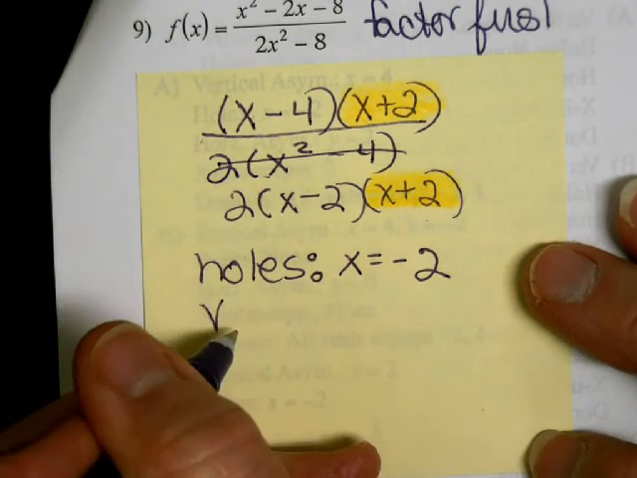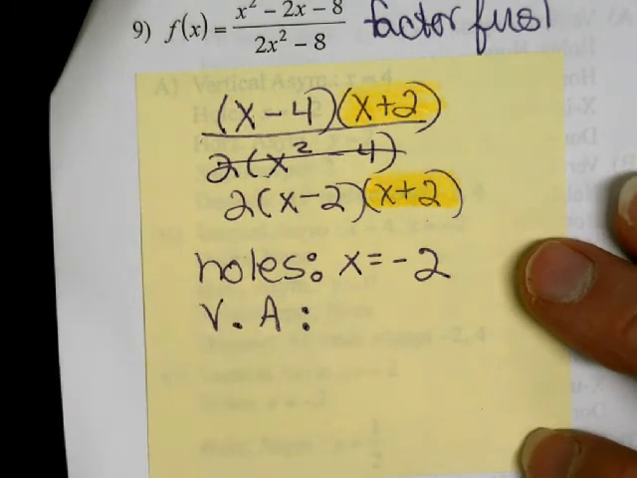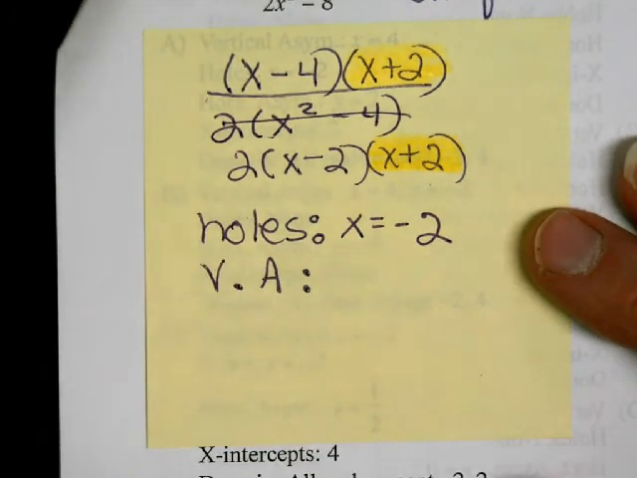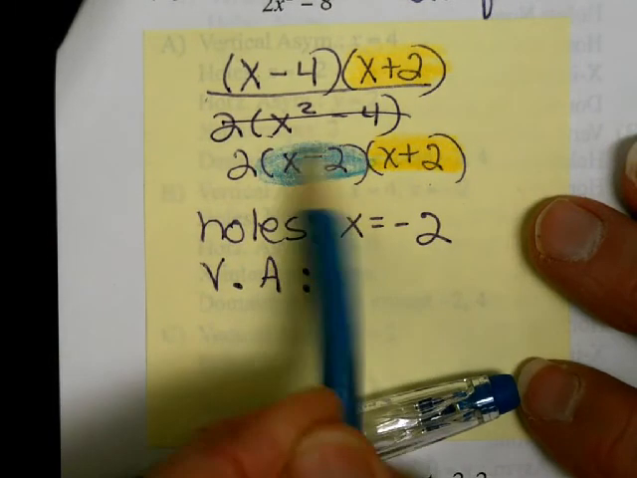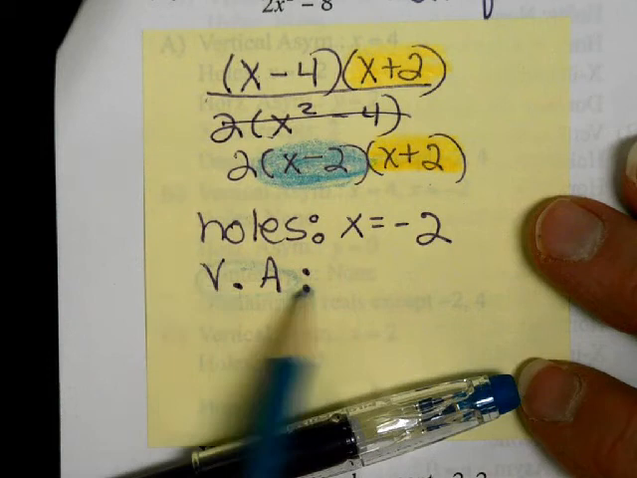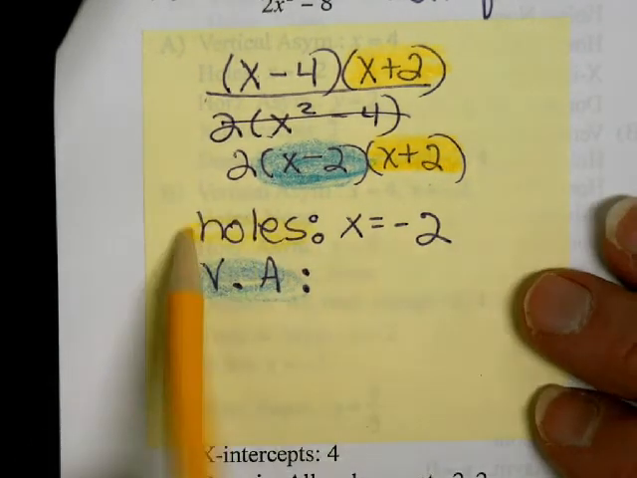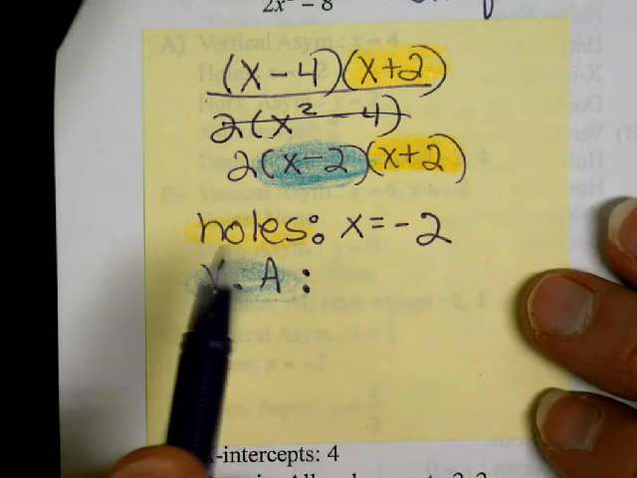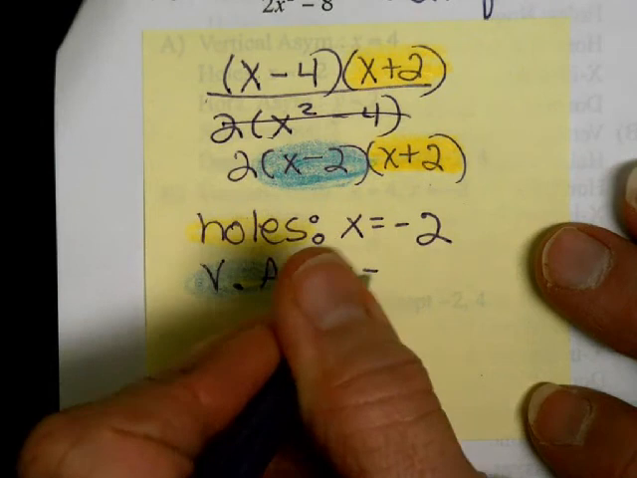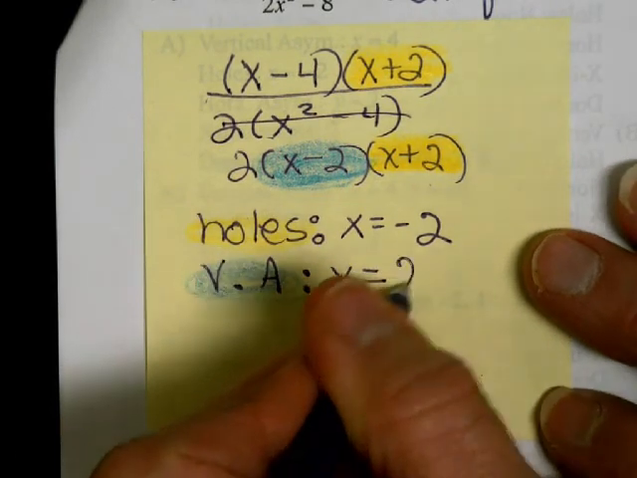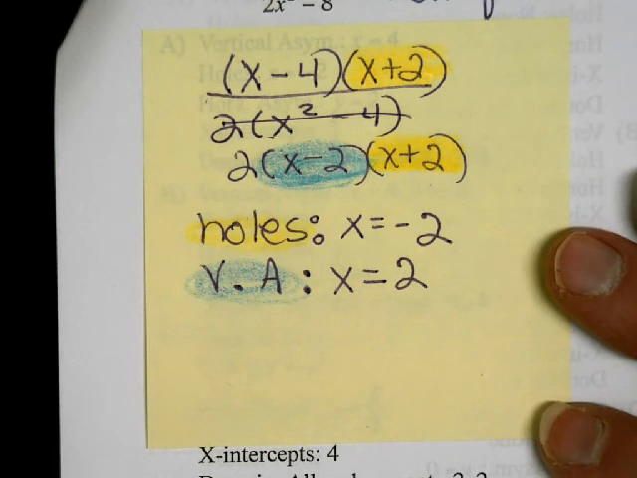Then I go back and find my vertical asymptote. I'm going to be very abbreviated here. That comes from the denominator. Ooh, I'm making my blue dark, sorry. So that's the other one. It's not a hole, but a line, x equals 2, because that's what makes the denominator 0.